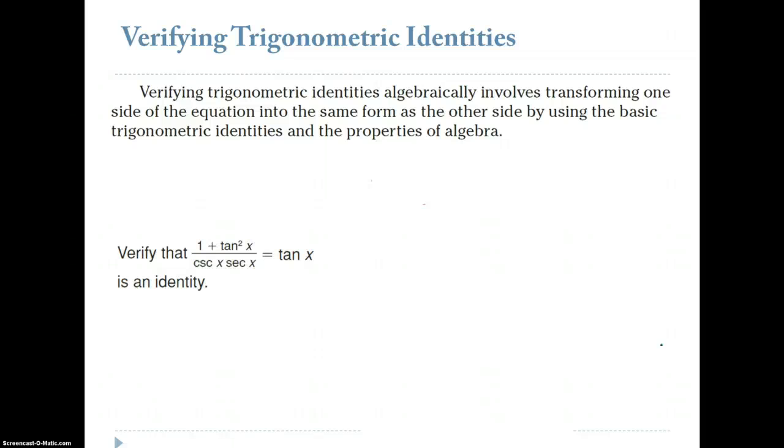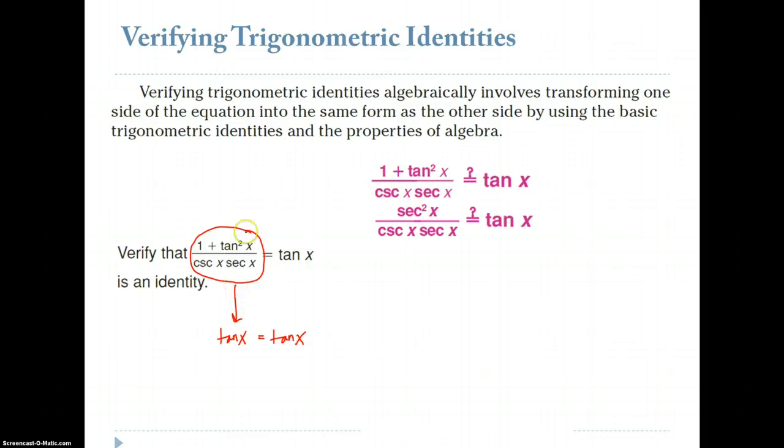And let's take a look at this one. Now here I've got 1 plus tangent squared x over cosecant x secant x equals tangent x. I've got one side that's very complicated and one side that's very simple. So I'm probably going to work this guy, the more complicated side, until he equals the less complicated side. And my goal is to get the two sides to be the same.